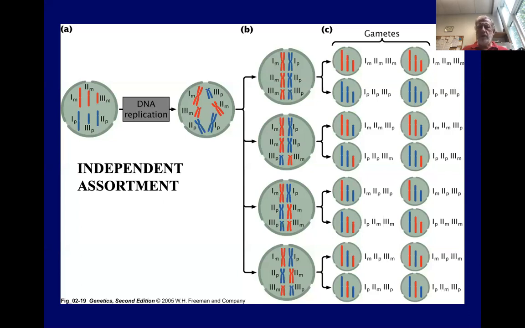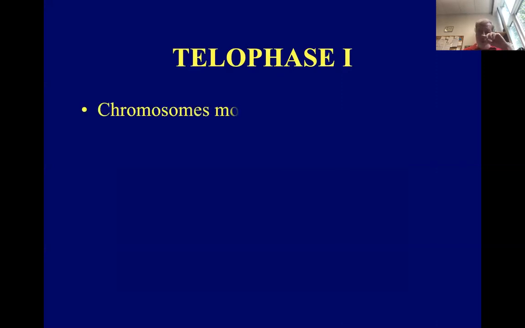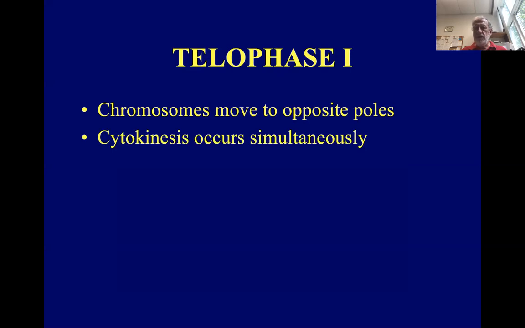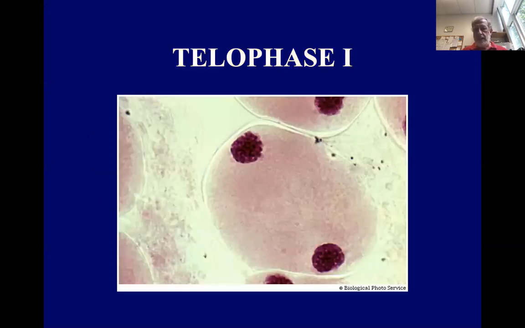And this shows for a cell that's 2n equals 6, how independent assortment can function to produce many, many different unique combinations of chromosomes within the gametes. And here we see anaphase 1 with the homologs being separated from each other. In telophase 1 then, chromosomes move to opposite poles. Cytokinesis occurs simultaneously. 2 haploid daughter cells result, but the chromosomes are still duplicated, so we need a second cell division. And here are the 2 daughter cell nuclei.